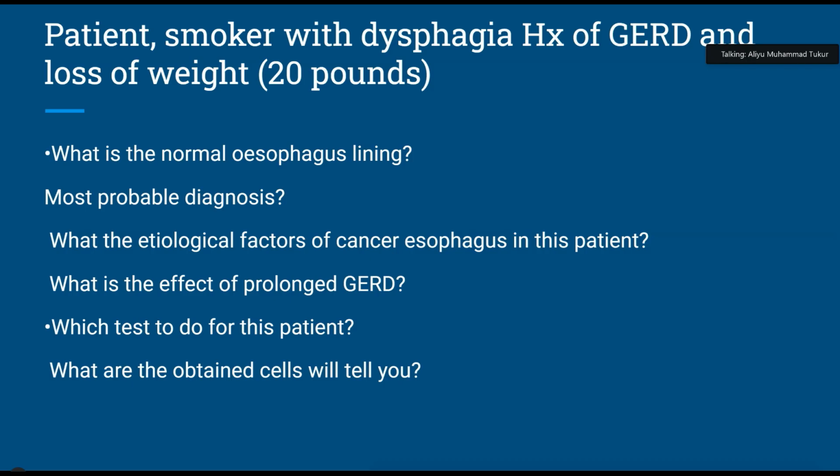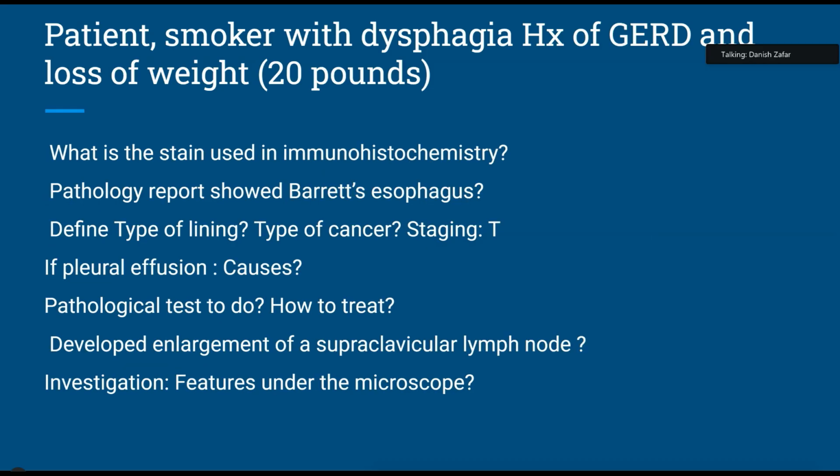Okay, when I obtain the cells, I will see an increase in nuclear cytoplasmic ratio. I'll see increase in nuclear chromatin, and then I'll also see increased mitotic figures. Those are features of cell malignancies. That is for the cell. For the tissue, I may see distortion in tissue architecture. Okay, so what is the stain which is used in immunohistochemistry?